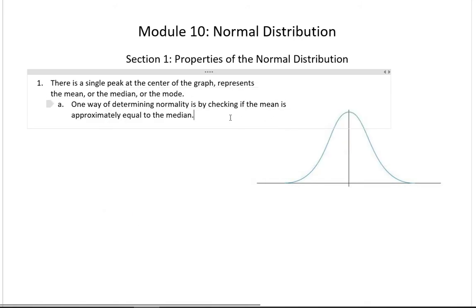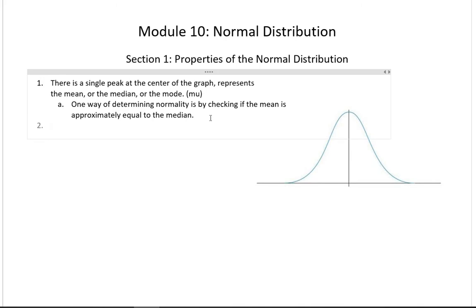So if the mean is 100 and the median is 99, that might be close enough to say, okay, the situation probably is normally distributed. However, we won't really need to check that too much. Just know that the center of this curve is represented by the mean itself, or mu, as we'll typically use. So we'll typically represent the center by the letter mu.